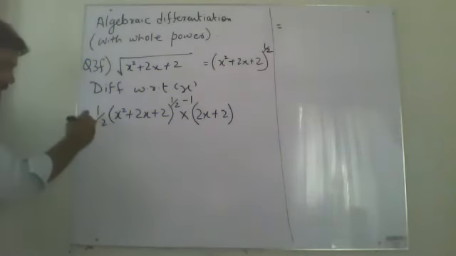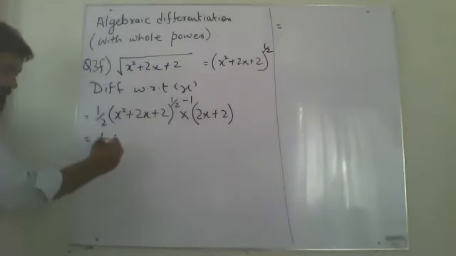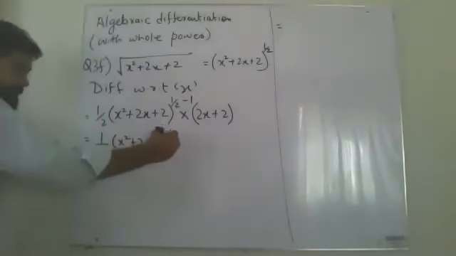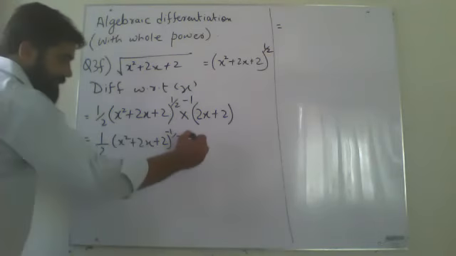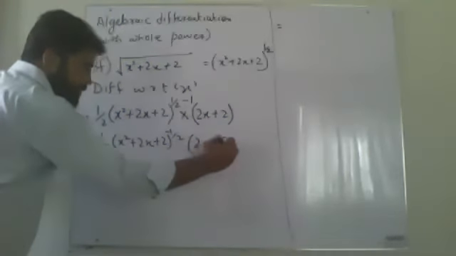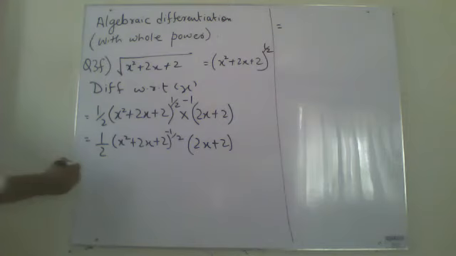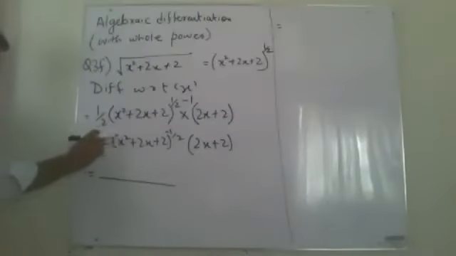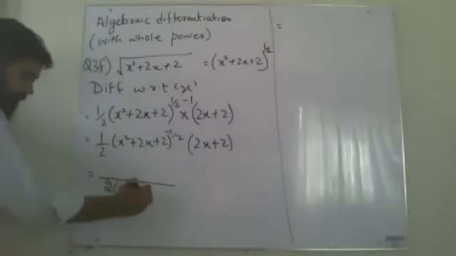Right? Now simplifying it further, half, this thing with power minus half: x square plus 2x plus 2, half minus 1 will be minus half. Okay, and then this thing is written, 2x plus 2. Right? We don't like our answers with negative power, so what will I do? I will shift it. It's written in a multiple of 1. I will shift it downward, writing it in this form.